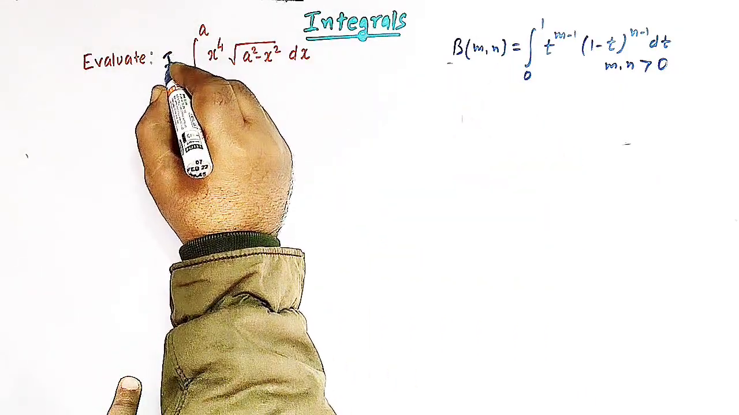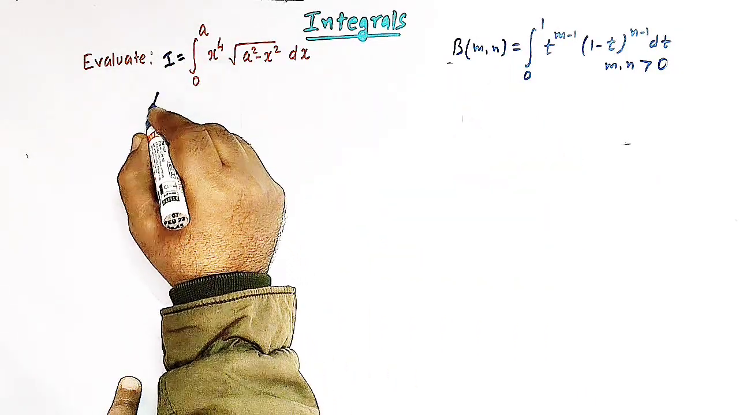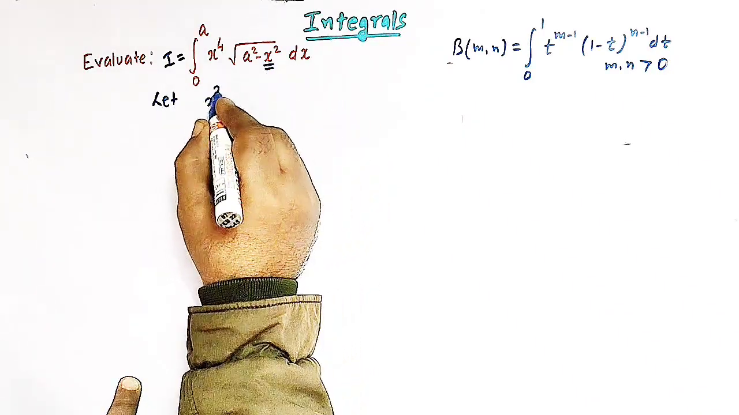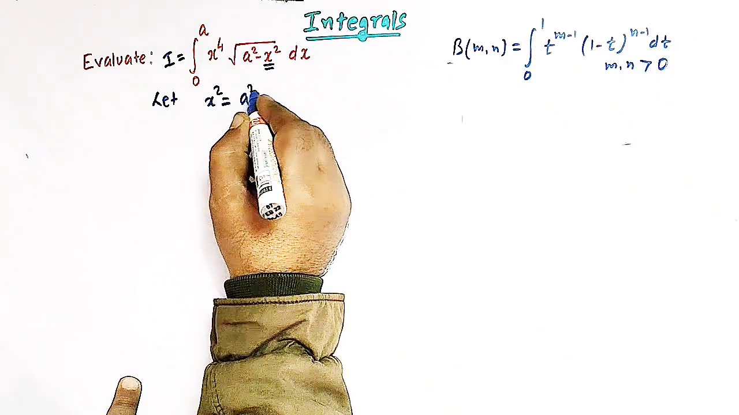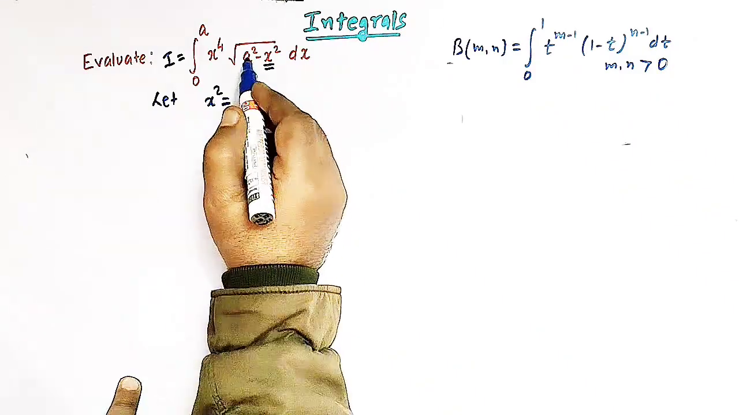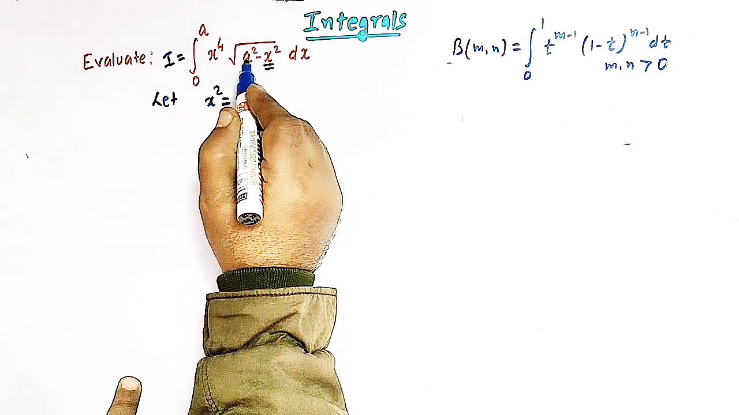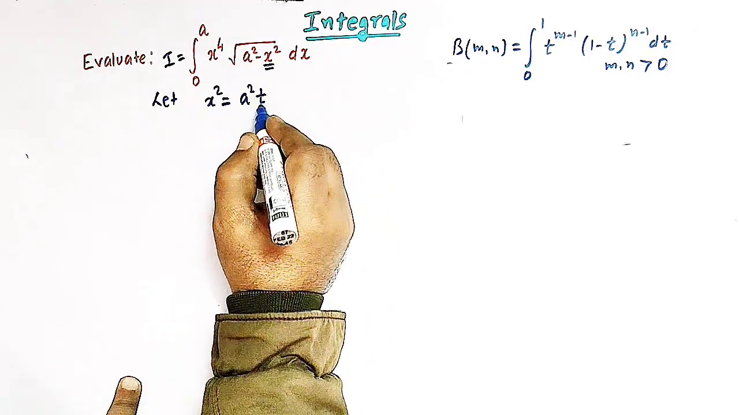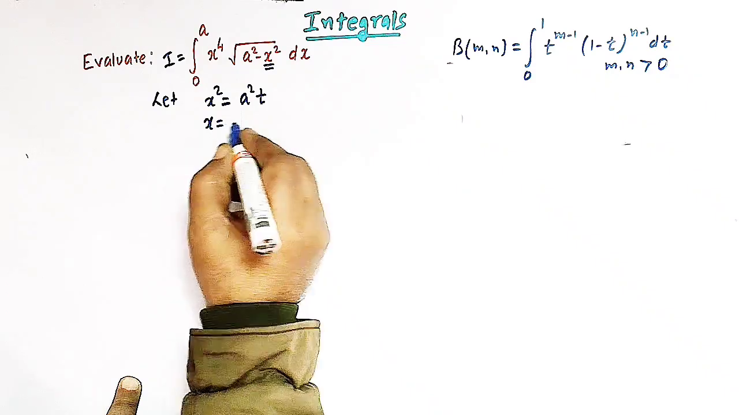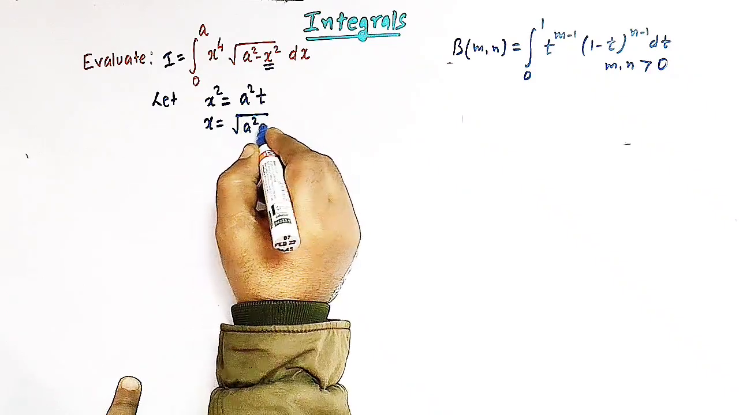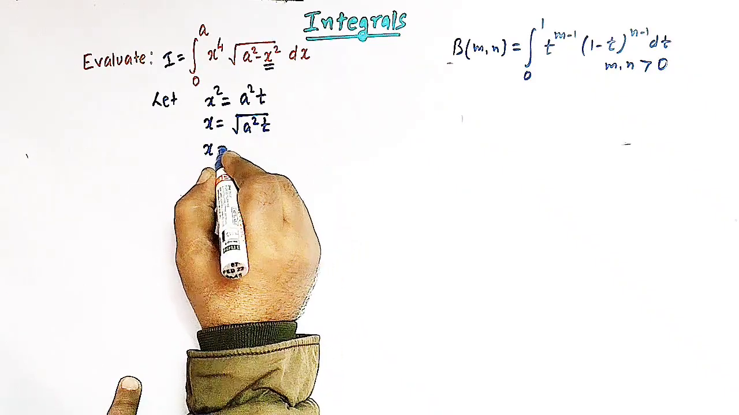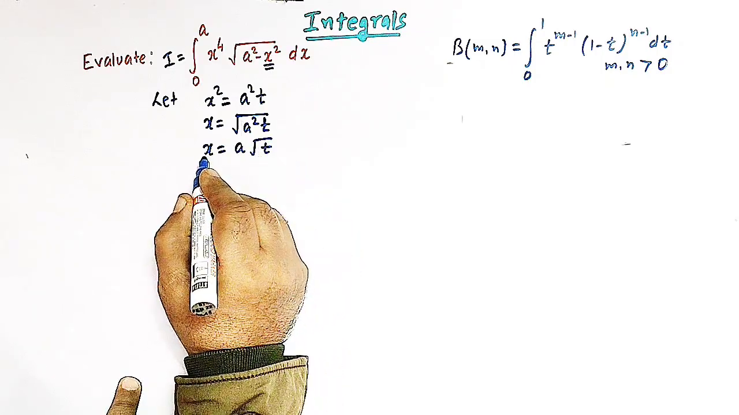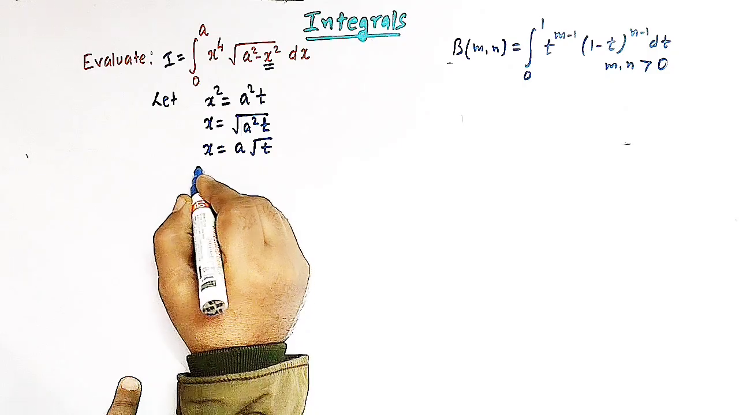So let us first take this integral as I, and let us substitute here x square is equal to a square t, right? So that we can take a square common. Okay, so now we'll take x square is equal to a square times t, so that x is equal to square root of a square t, and x can be written as a times square root of t. So now let us differentiate x with respect to t.